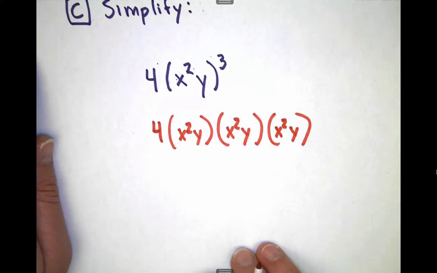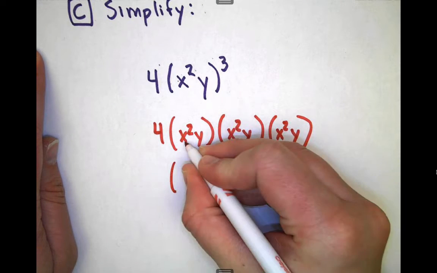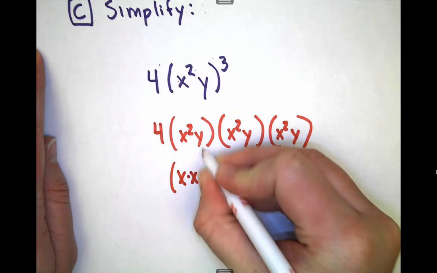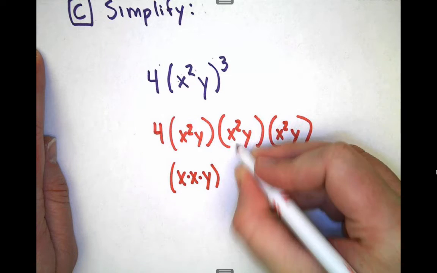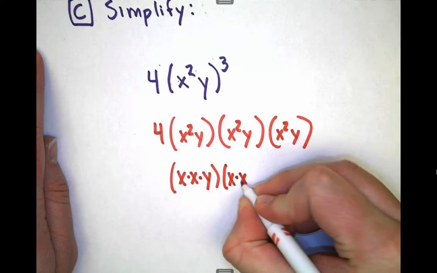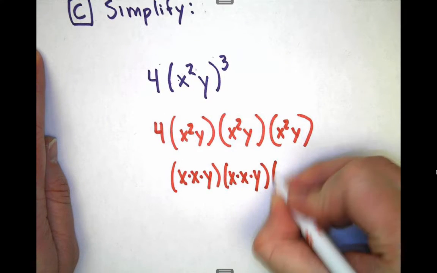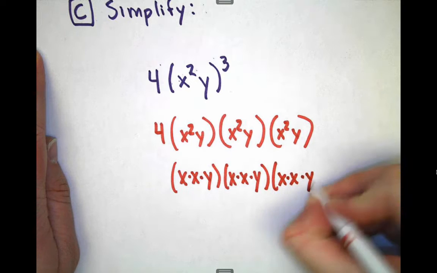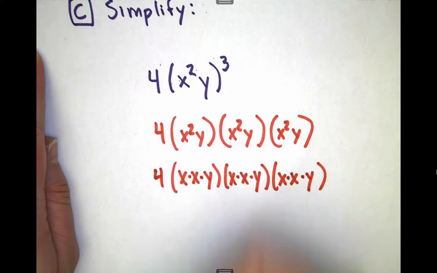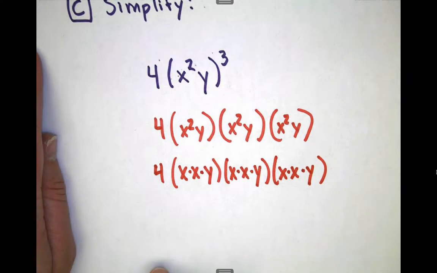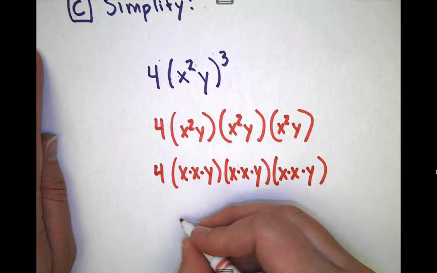But now I'm going to break it down into smaller parts. X squared is x times x, and then times y, with a 4 out in front. Okay, so now the 4 is just kind of on its own. It's still out in front.